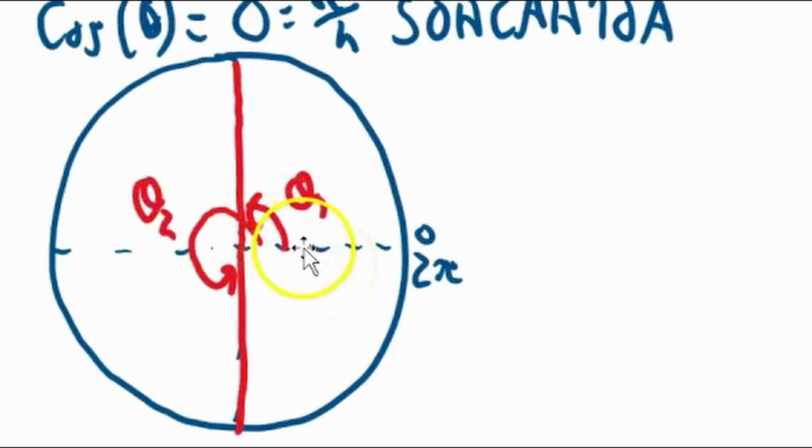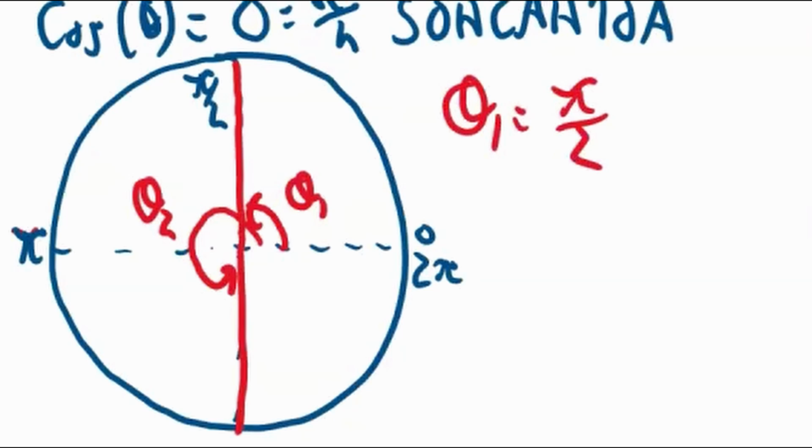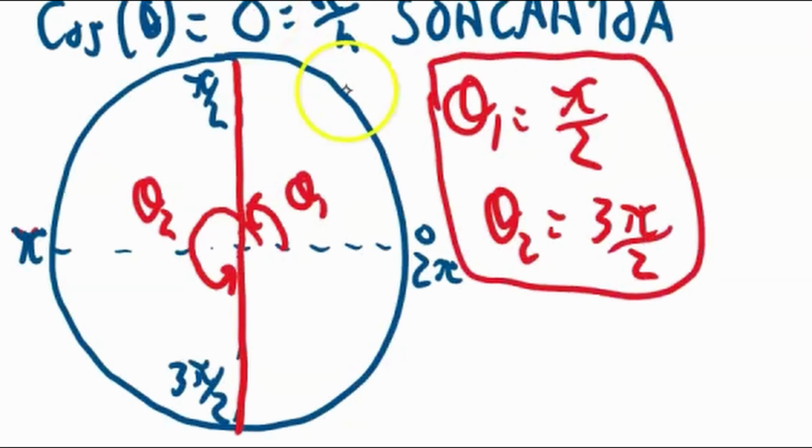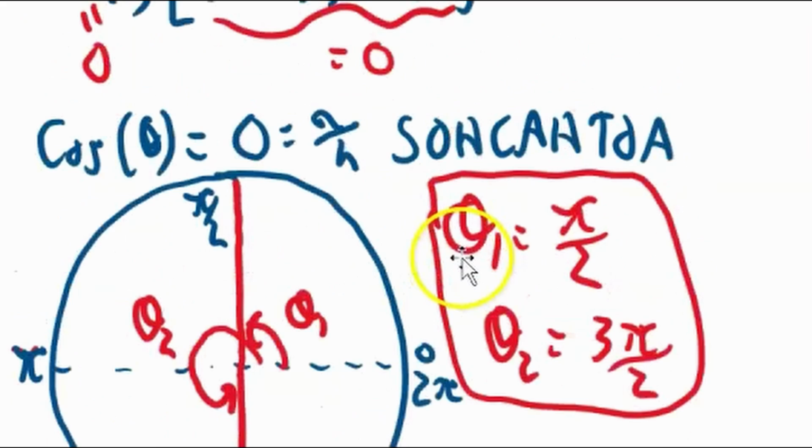So theta 2. Well, if one circle is 2 pi, that means half a circle is pi, and half of that is pi over 2. 90 degrees is pi over 2. So our first solution, theta 1, is pi over 2 radians, and theta 2 has to be pi plus another pi over 2, so that's 3 pi over 2. So theta 2 equals 3 pi over 2. Okay, so we got two solutions, and these are two solutions that you wouldn't get if you fell for that trap. Let's look at the other two solutions.